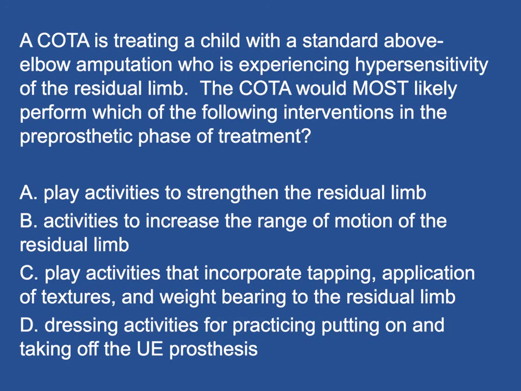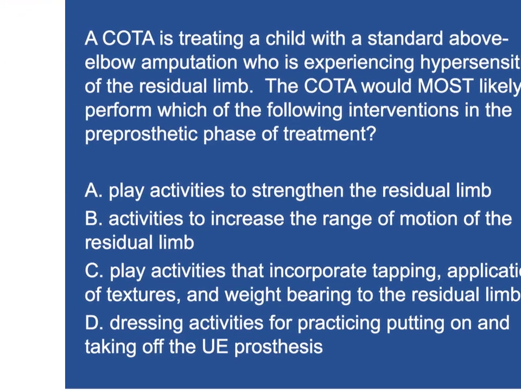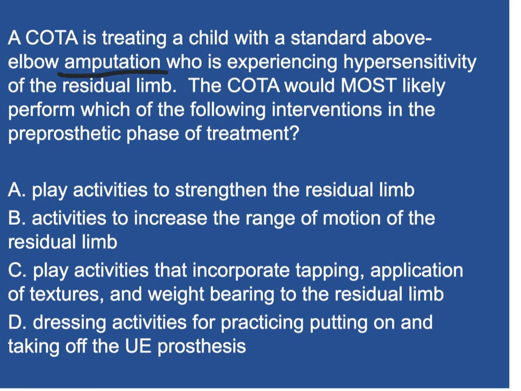So let's take a look at this one. A COTA is treating a child with an above elbow amputation who's experiencing hypersensitivity of the residual limb. The COTA would most likely perform which of the following interventions in the pre-prosthetic phase of treatment? So what we're looking at is an above elbow amputation with hypersensitivity. Again, this is telling us the phase of treatment, and there's no prosthetic.